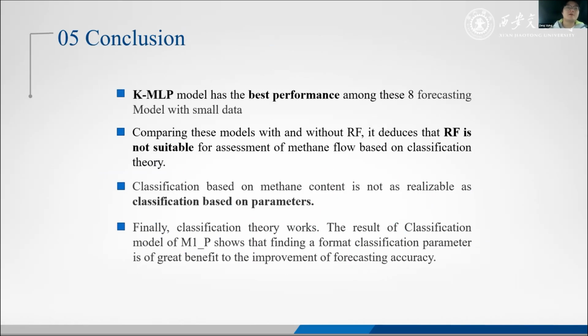So we can conclude that the k-means combined with MLP model has the best performance among these 8 forecasting models with small data. Comparing with the models using random forest, it is deduced that random forest is not suitable for assessment of massing flow based on classification theory. Classification based on massing flow is not as reliable as classification based on parameters. Finally, classification theory does work. The results of the classification model of M1P show that finding a proper classification parameter is of great benefit to the improvement of forecasting accuracy.